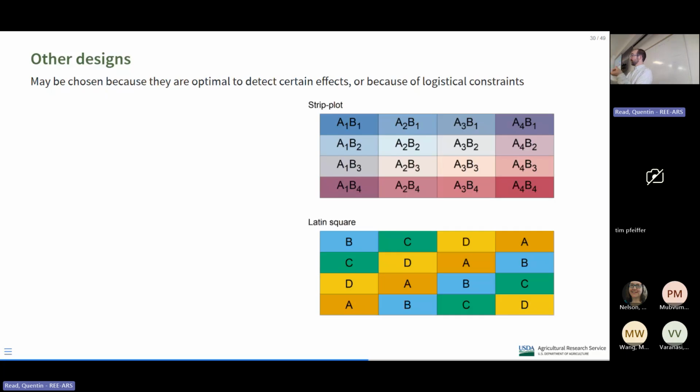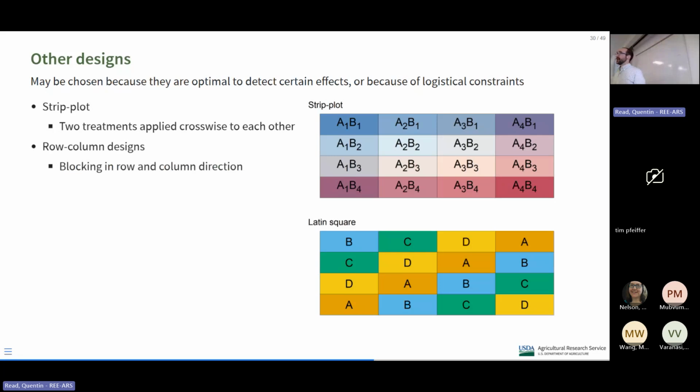Some, like I said, we use because they're actually statistically better. They're more efficient, and some because of logistical or physical constraints, we have no choice. Like a strip plot design where you have 2 treatments applied crosswise to each other. Treatment A is applied to the different columns, and treatment B, the different levels, on the different rows. A row column design has blocking in the row and column direction. A special example of that is a Latin square.